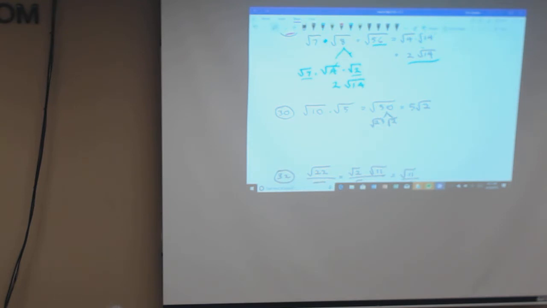Number 30, radical 10 times radical 5. See, that's just radical 50. But radical 10 is radical 5 times radical 2, and then times radical 5. So what's radical 5 times radical 5? Radical 25, which equals 5. So the answer is 5 times the square root of 2.